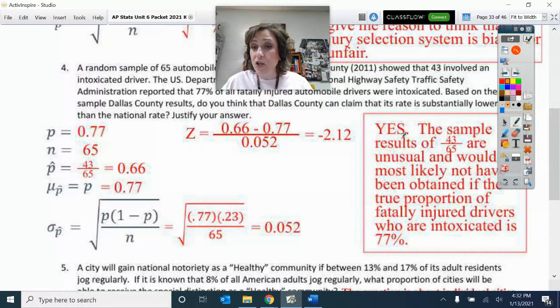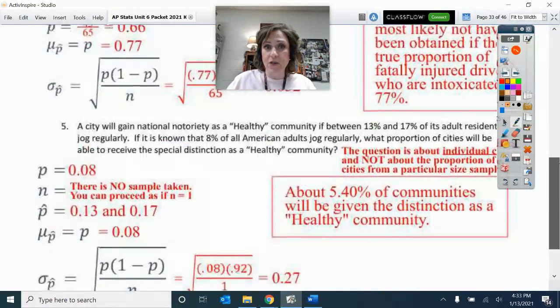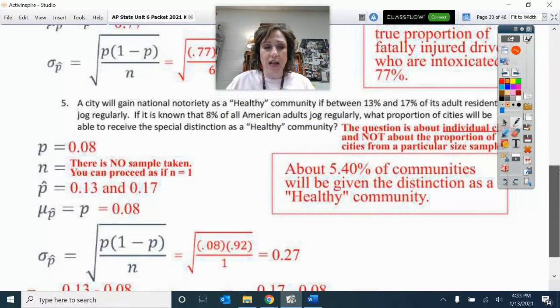So yes, the sample results are unusual and would most likely not have been obtained if the true proportion of injured drivers who were fatally injured while intoxicated was 77%. So it's probably less than that. All right, so what are you doing to make it so good? Let's see if we can fix that in other counties.